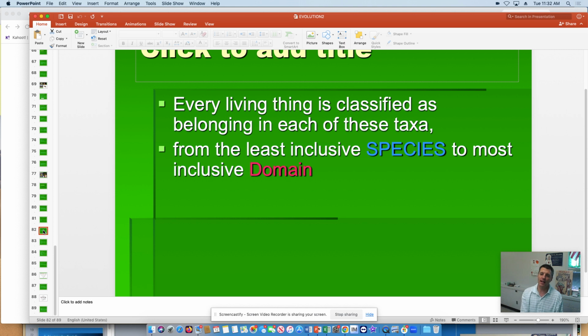Every living thing is classified as belonging to each one of those taxa, from the least inclusive or most exclusive, which is species, to the most inclusive or least exclusive, however you want to look at it, domain. So domains are huge groups, and species are very, as you might get from the name, specific. Species is specific, only includes a very small group.